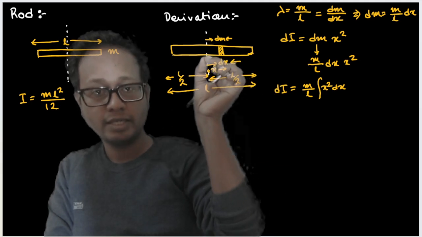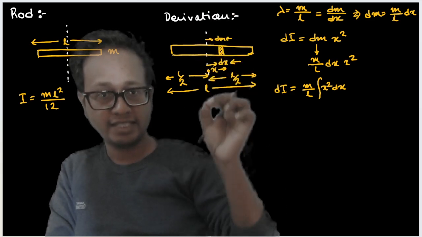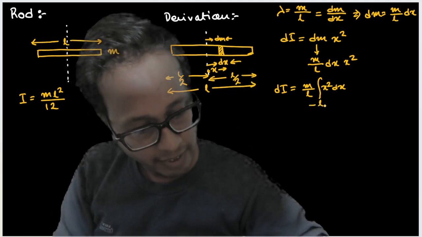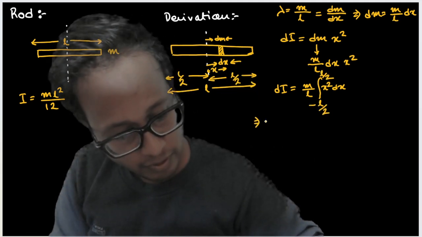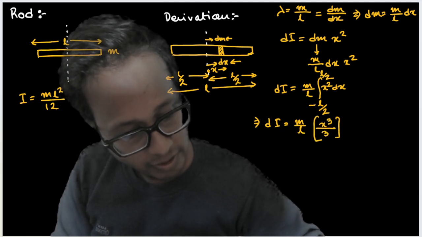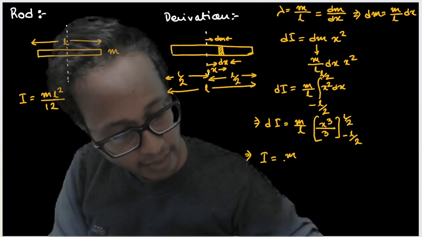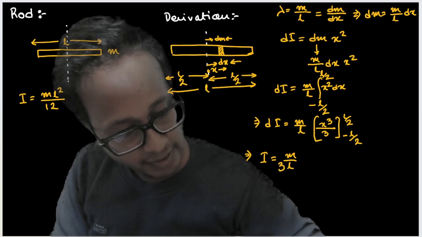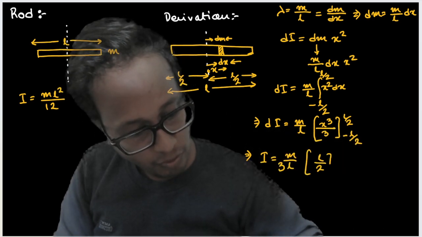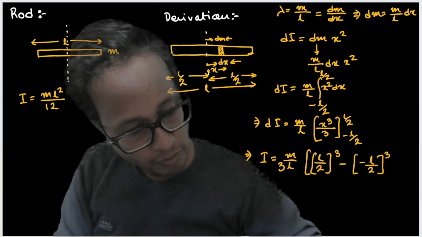Why? Because out here, the rod goes up to negative L by 2. You have to integrate from here to here, no? And where is 0? 0 is at the axis, or at the center of the rod, isn't it? So minus L by 2 to plus L by 2. So I is equal to m by L, which is a constant, into x cube by 3, evaluated from minus L by 2 to L by 2. And when I solve this one, the moment of inertia is m by L into 1 by 3, I've taken this 3 outside the bracket, into L by 2 whole cube minus of minus L by 2 whole cube, isn't it?